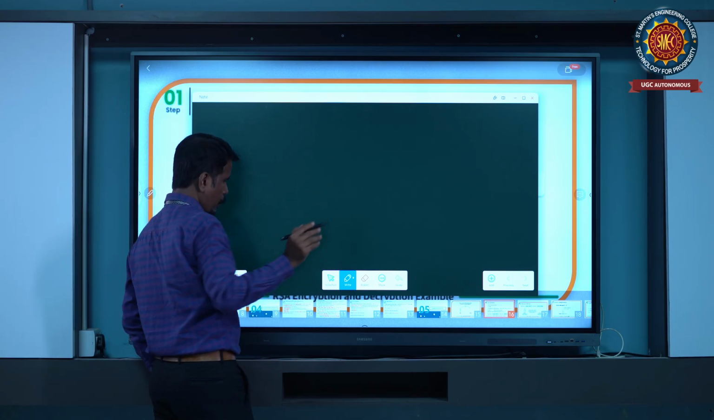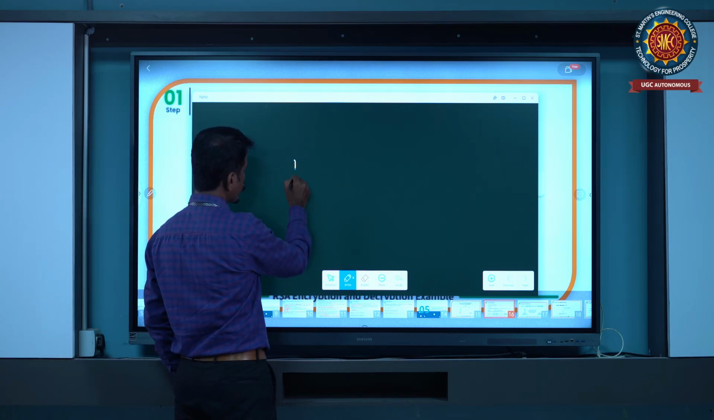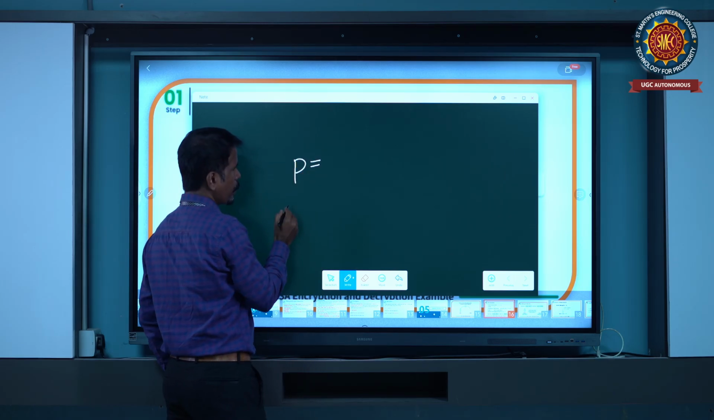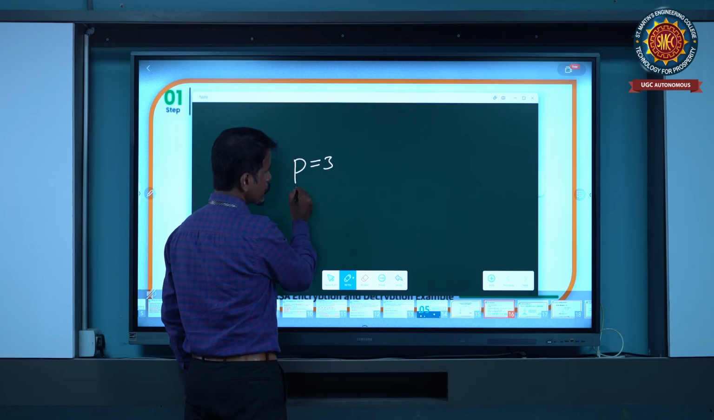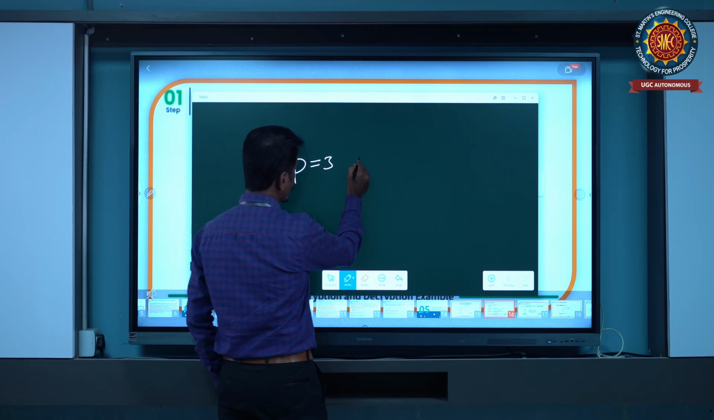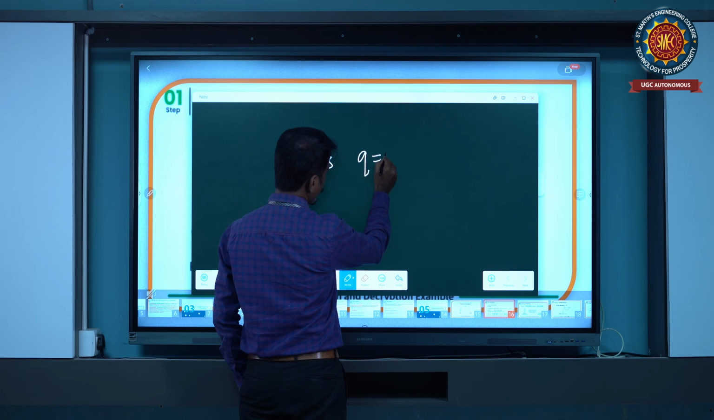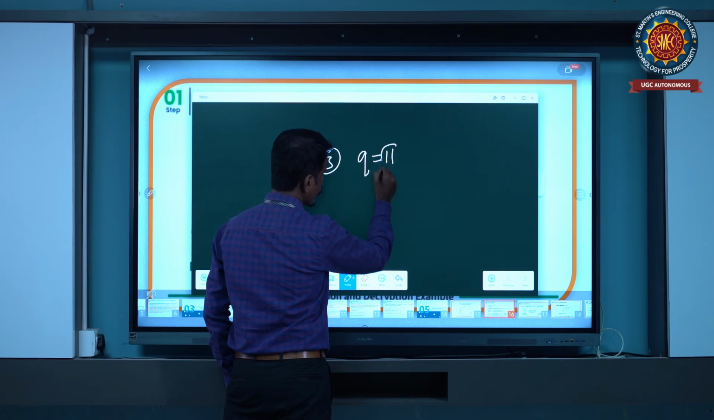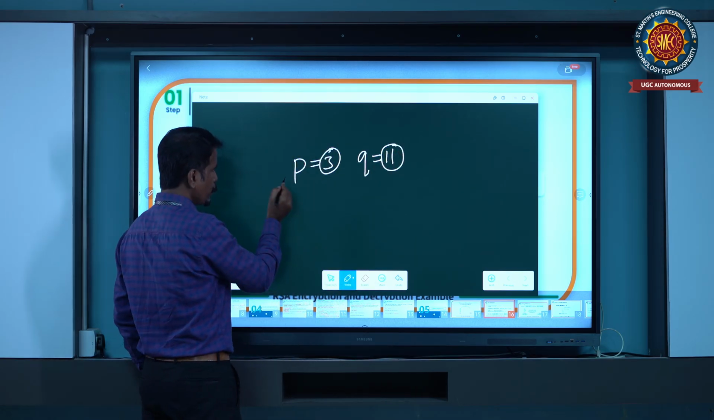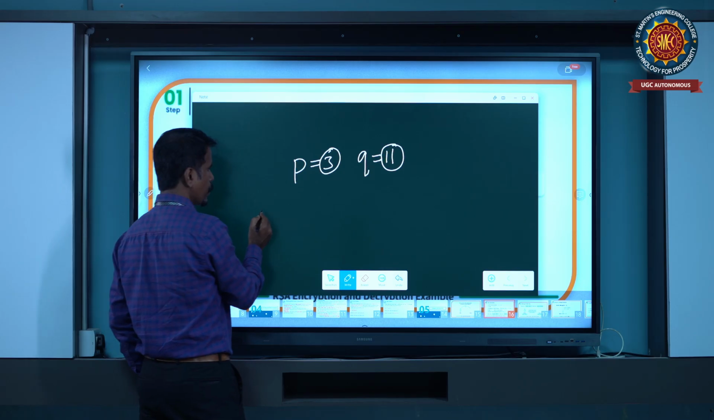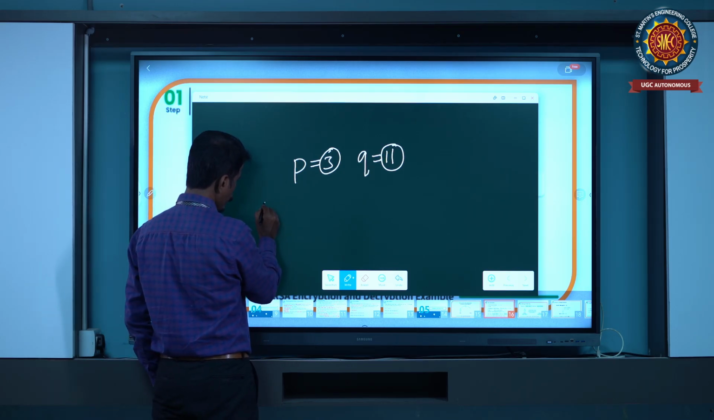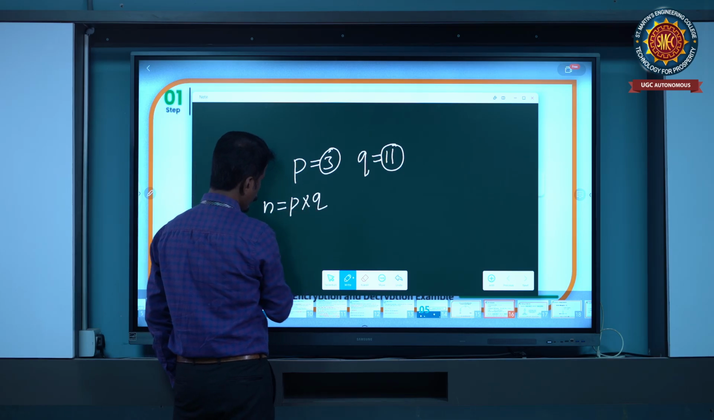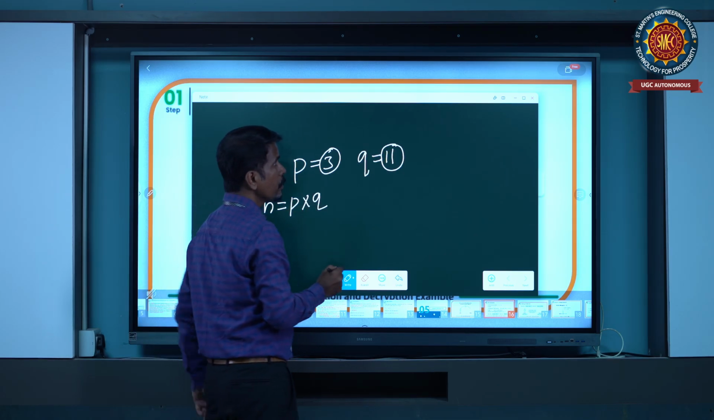All of you look at this. Now I am going to take the p value and q value. P is one prime, and for q we take another prime. P value 3 I have taken, then q value 11. How do you find the product of the prime numbers? See here, n equals p times q.